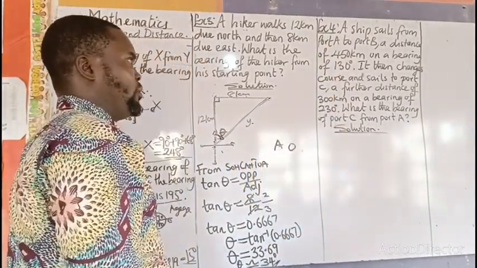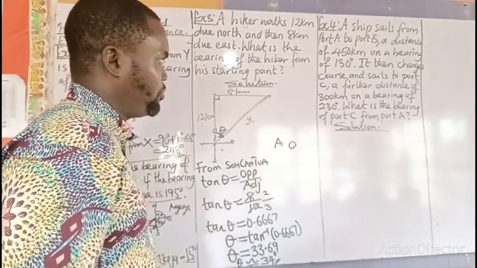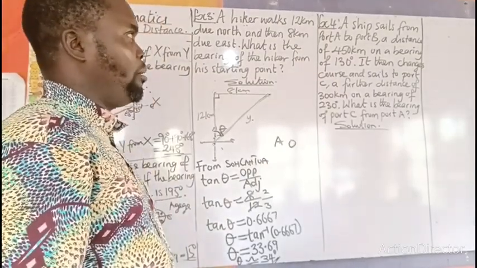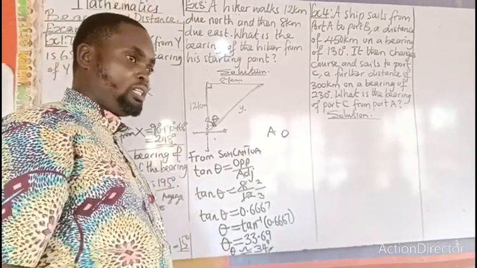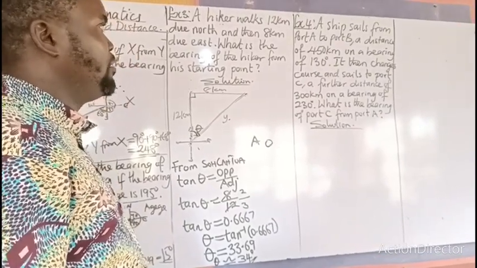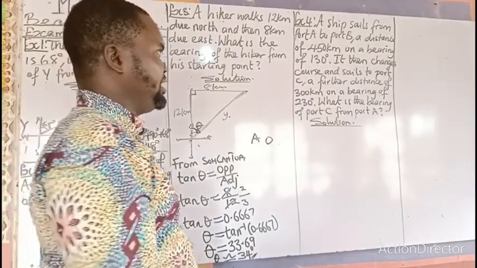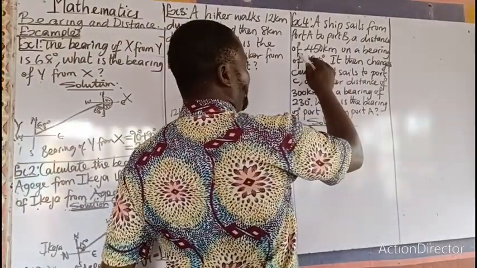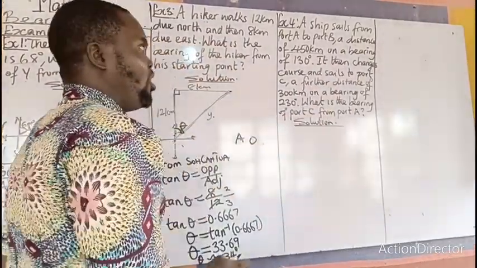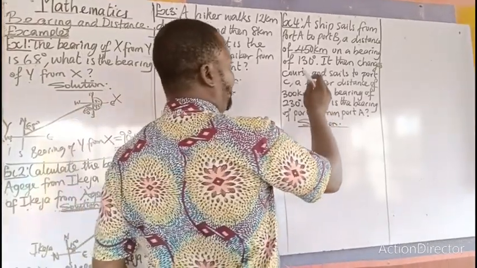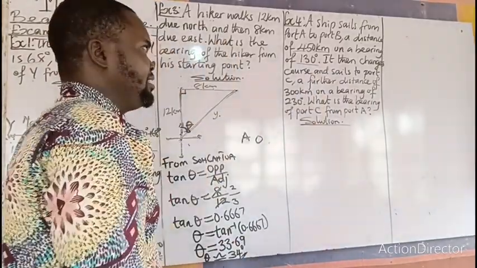Example 4. The question says, a ship sails from port A. You know what a port is? Where ships are parked, okay? From port A to port B. And they are telling us the distance. They say what? A distance of what? 450 kilometers, on a bearing of 130 degrees.